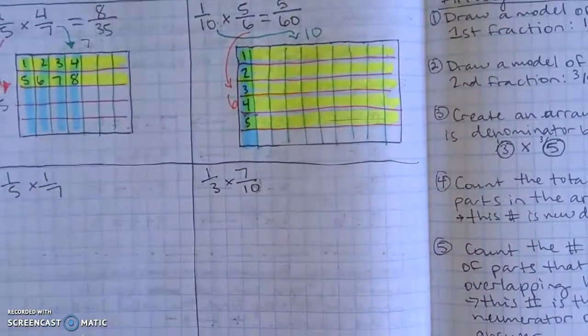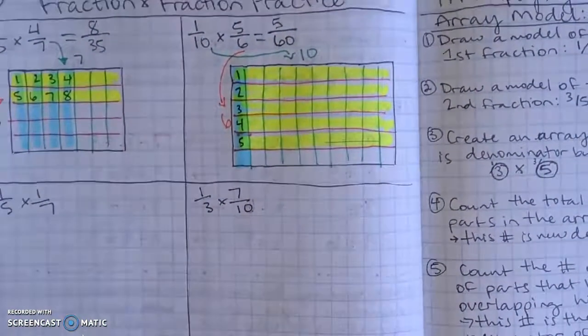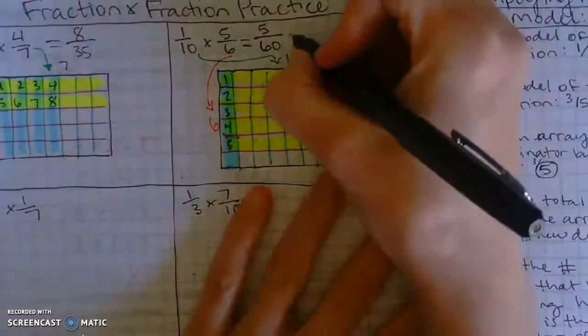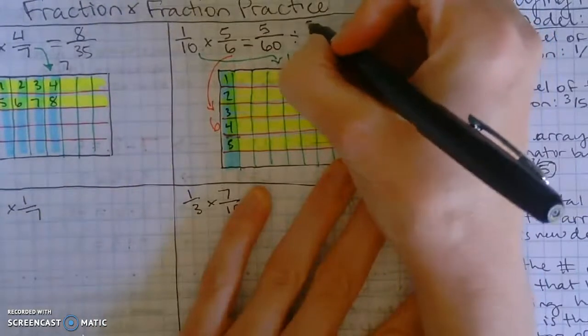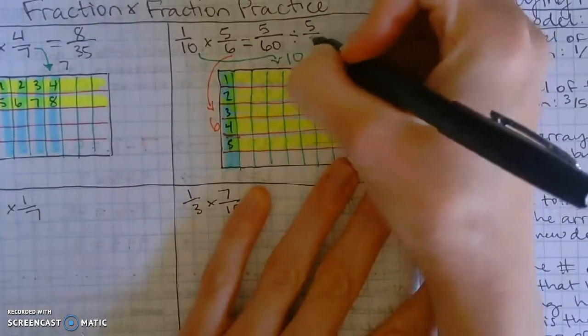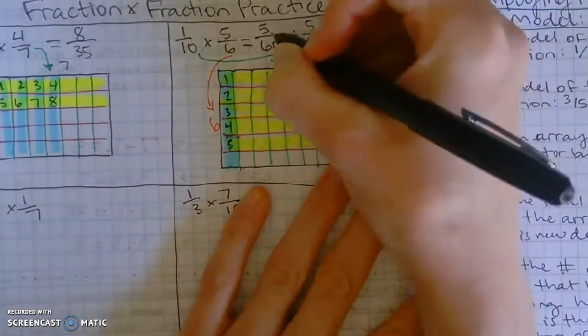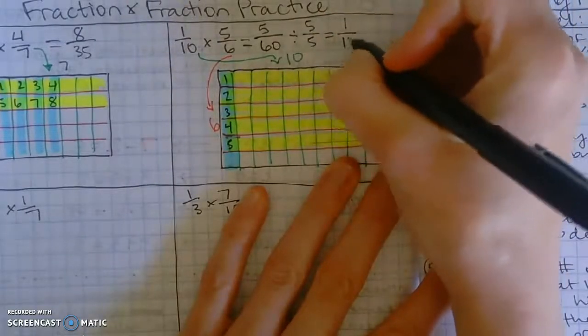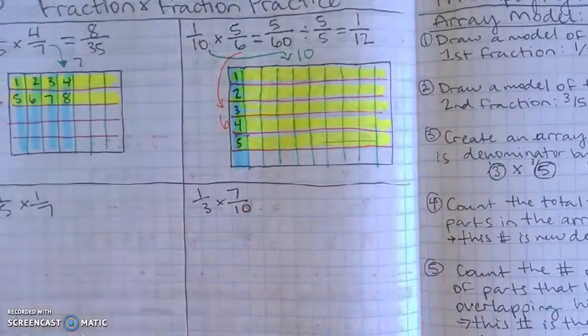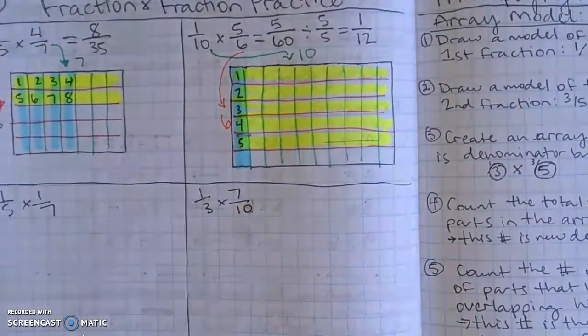This is not a simplified answer, so I'm going to have to divide this because I know it's not simplified. I know 5 goes into 60. So 5 over 5. 5 divided by 5 is 1, and 60 divided by 5 is 12. So there you have that one.